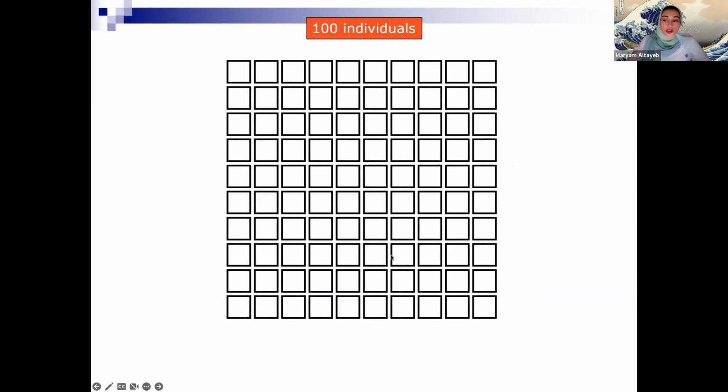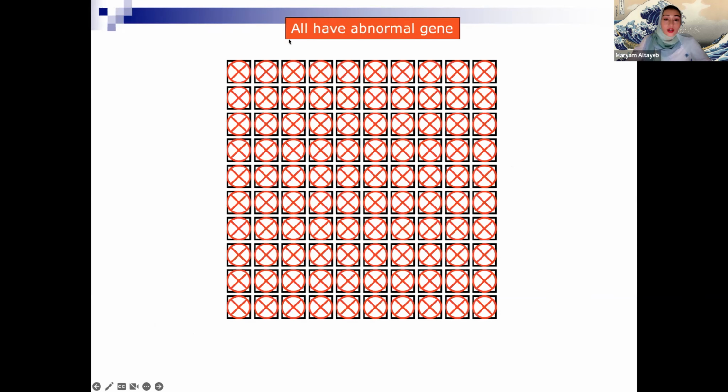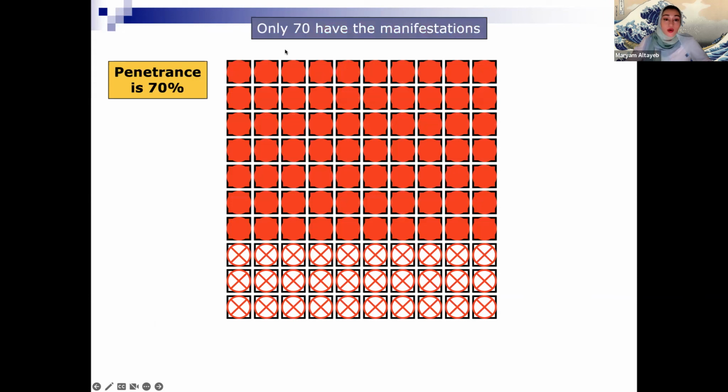So let's say you have 100 individuals, okay, and all of them have a specific abnormal gene, whatever it may be, but only 70 out of these 100 actually have the clinical manifestations of the disease. So that tells you this has 70% penetrance. It only penetrated or got through in 70% of the population with this mutation. So just remember, when we talk about penetrance, it means they have the genotype, they have the mutation, but they're not necessarily showing it. They don't necessarily have that phenotype, okay?